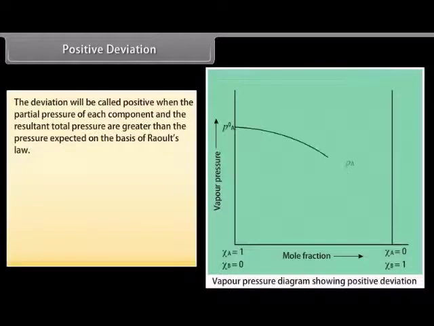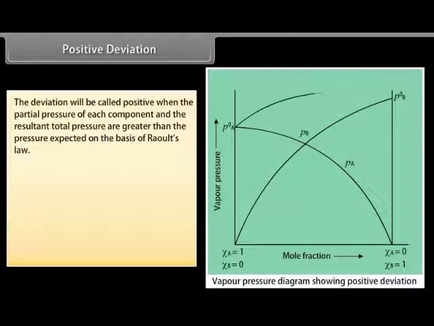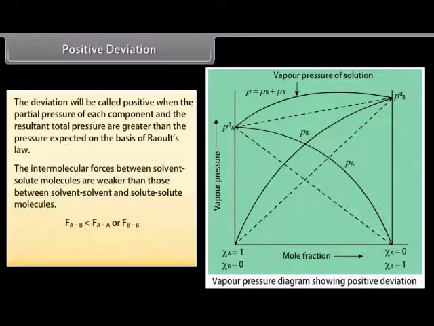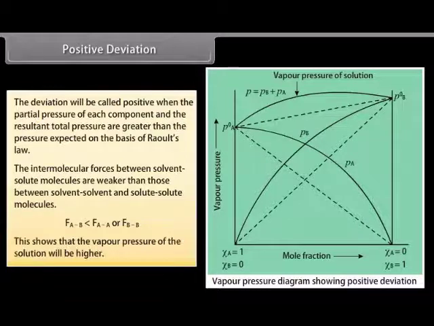Positive deviation. The deviation will be called positive when the partial pressure of each component and the resultant total pressure are greater than the pressure expected on the basis of Raoult's law. For example, the solution of water-ethanol and benzene-acetone shows positive deviation. The intermolecular forces between solvent-solute molecules are weaker than those between solvent-solvent and solute-solute molecules. This shows that the vapor pressure of the solution will be higher.